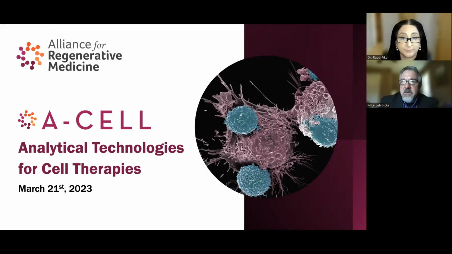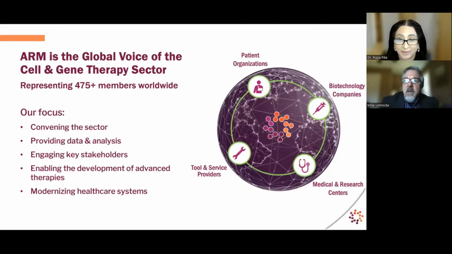I'm going to just make some brief introductory remarks before I turn over to today's presenter. Hopefully you know us, but in case you don't, the Alliance for Regenerative Medicine, or ARM for short, is the global voice of the cell and gene therapy sector. We are a not-for-profit advocacy group. Our members are organizations, currently in excess of 475 of them, primarily companies who are involved in the development of cell and gene therapies, but also technology providers, CDMOs and CMOs, medical and research centers who are the source of much of the innovation in this field, patient advocacy groups, and other stakeholders.